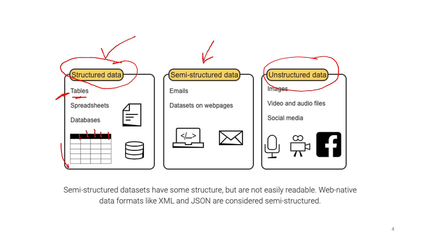And as an example of that, we talk about data formats like XML and JSON. They're not quite structured as database tables, but they do have a specific format or structure that the entire data follows.